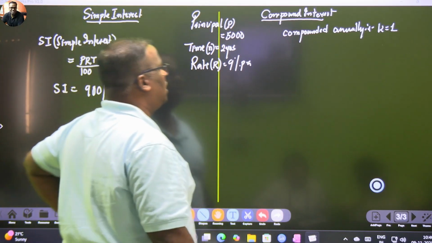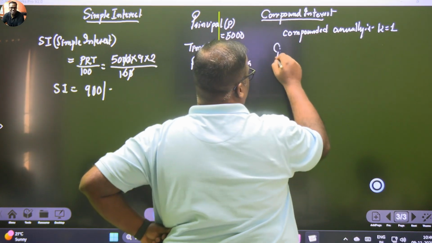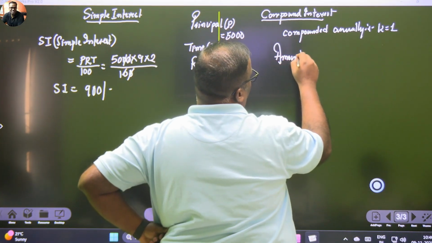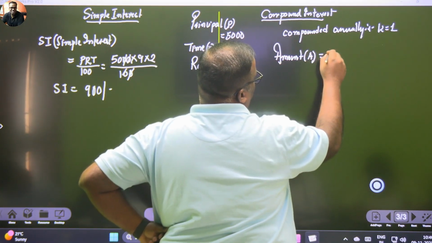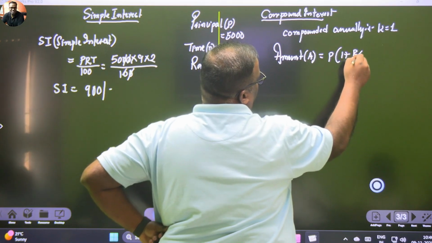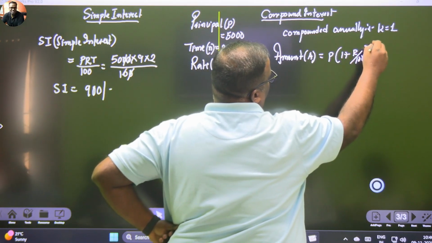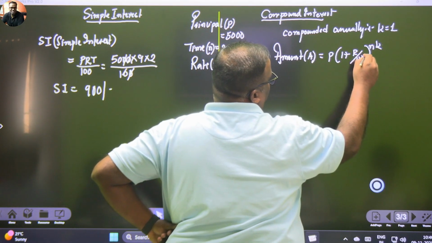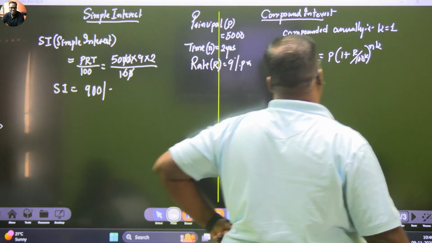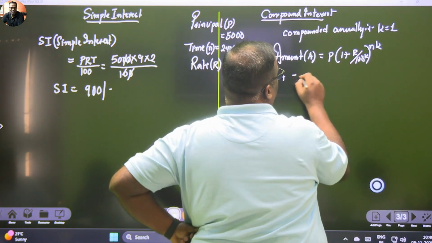Let's talk about the compound interest here. For that, we'll first calculate our amount. Amount A is equal to P into 1 plus R by 100, to the power N times K, and 100 will also be multiplied with the K. K's value is 1. So A's value is, P is how much?